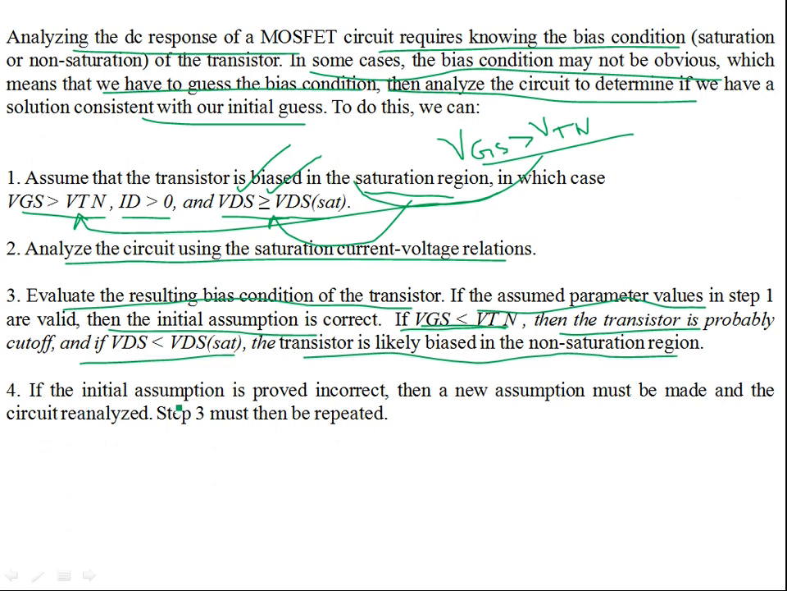If the initial assumption is proved incorrect, then a new assumption must be made, and the circuit should be reanalyzed. So step three must be repeated. We have done these steps in the previous example as well. So that's how you do the DC analysis of a MOSFET. That's all.